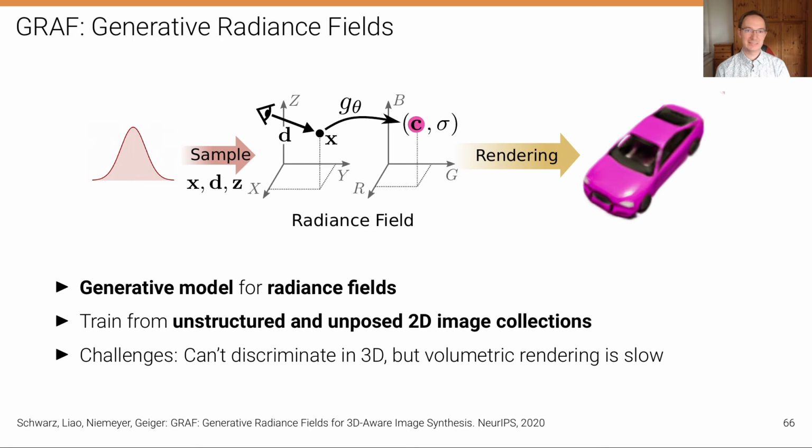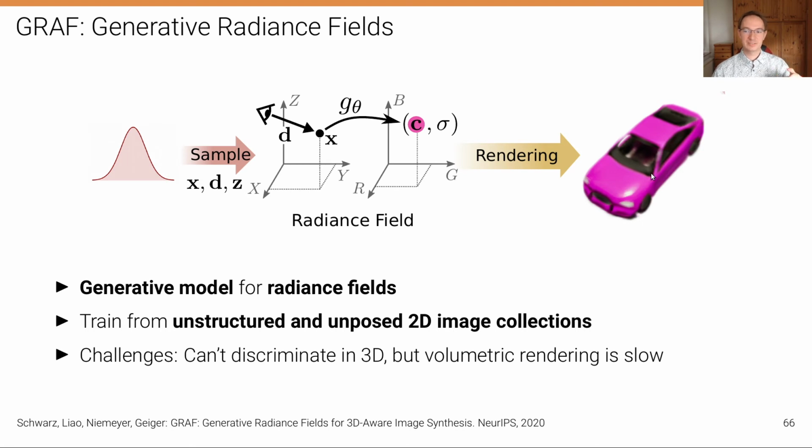Now, let's take this idea and apply it to radiance fields. We want to build a generative model for radiance fields. We want to sample a latent code that captures a 3D point location, a viewing direction, and information about the shape and appearance of the object, which is not shown here, as well as the camera pose. Then for that point, using the radiance field, we can predict the color and the density. And then we can use volumetric rendering to render the scene.